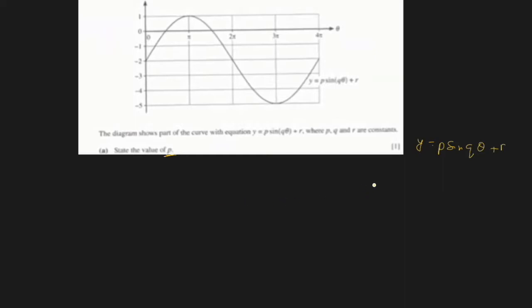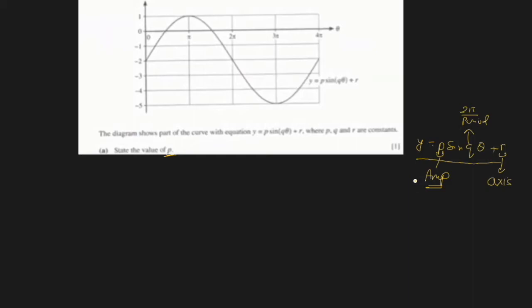So whenever there is a format like this, for sine or cos graphs, p becomes the amplitude. q is 360. Is it in degrees? No, it is in radians. So it will be 2 pi over period. And r is the axis. Let me define one by one.